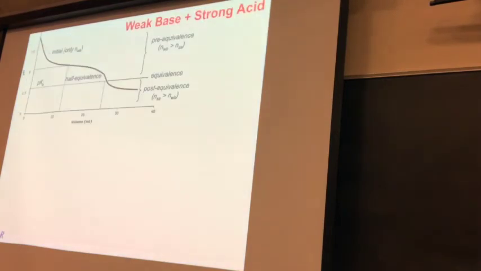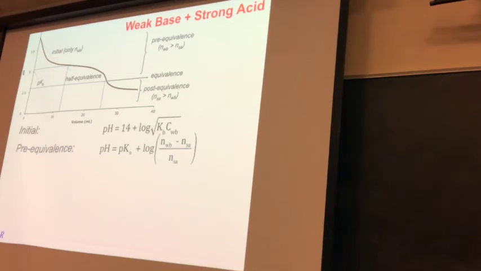So the equations for these, some of them look similar and some of them are new, but they're all kind of the same idea. Initially, you have only the weak base, all right? So 14 plus log square root Kb times Cb, or Cwb since it's a weak base. That's what you want to use for the initial point.